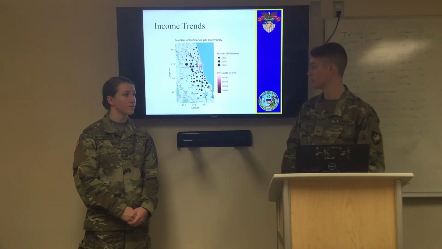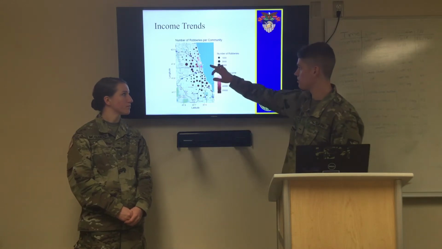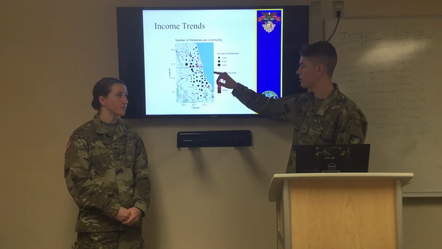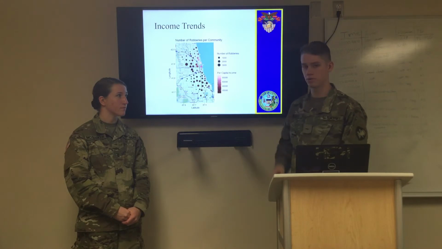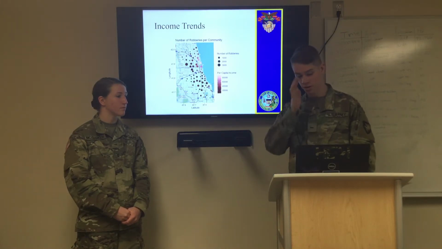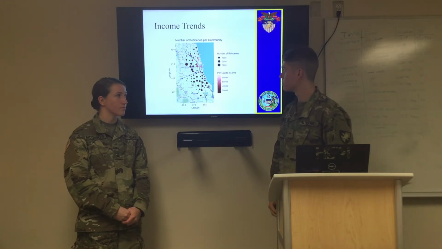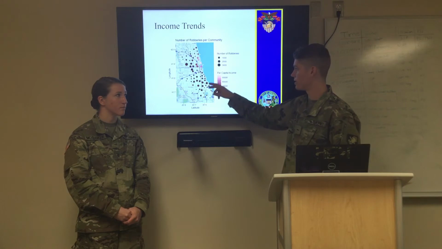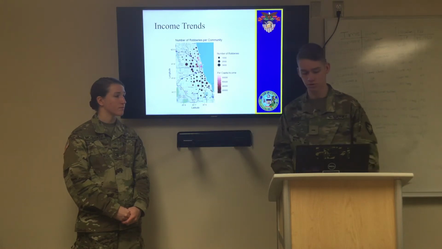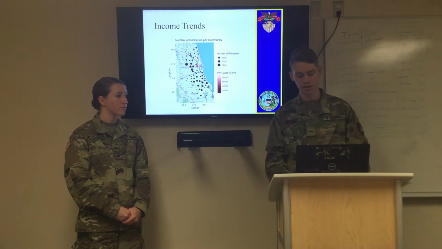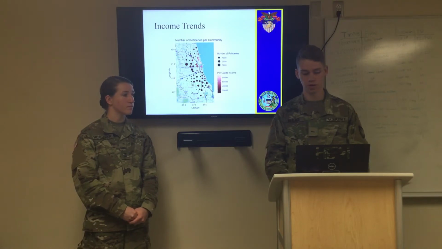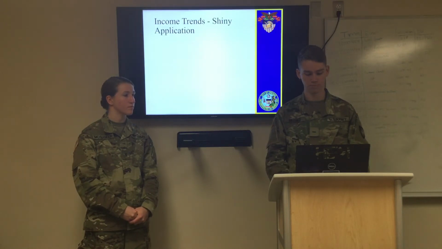Now, looking at income trends, we have high income neighborhoods here near the lake, and then lower income neighborhoods as you push out from the city center, which is common for a lot of metropolitan areas. Then what you also see is increasing robbery as you move out, as shown by the size of the dot. And so we're interested in getting more in depth in that part and seeing where that trend might prevail.